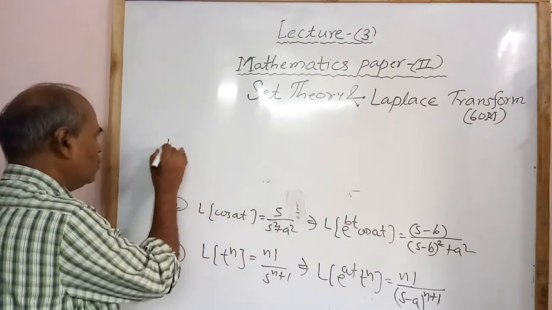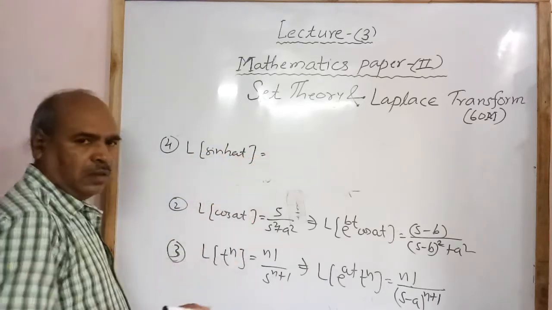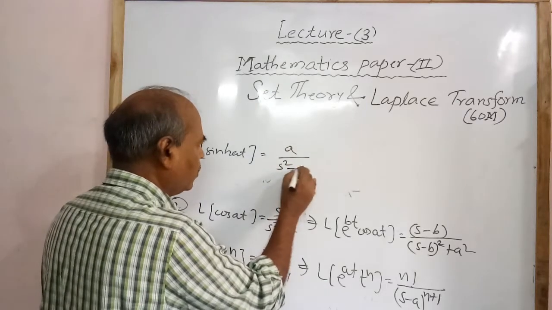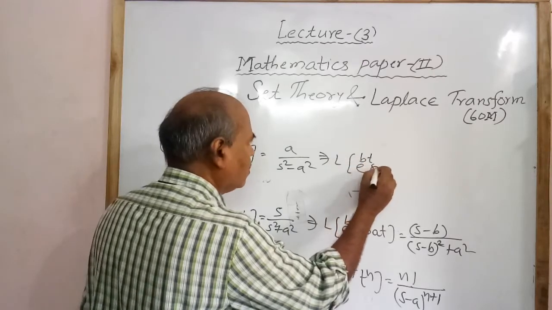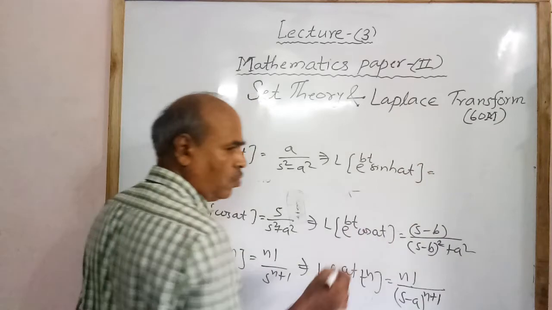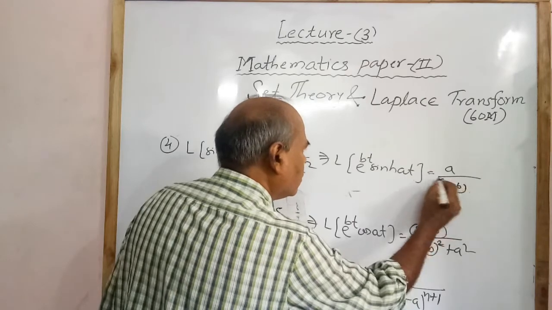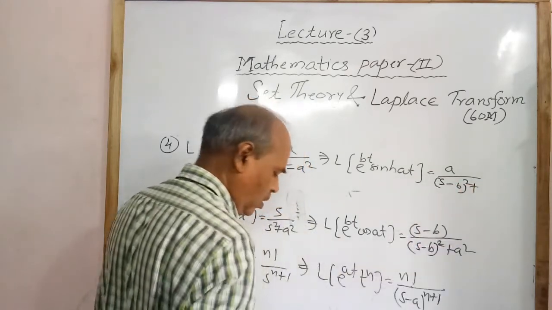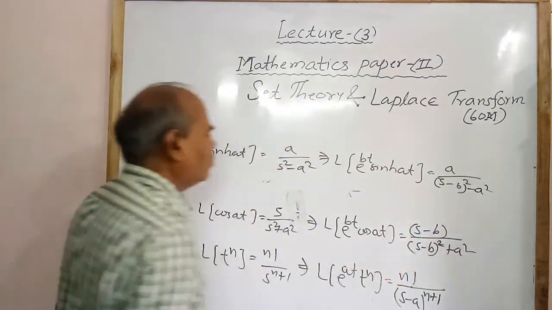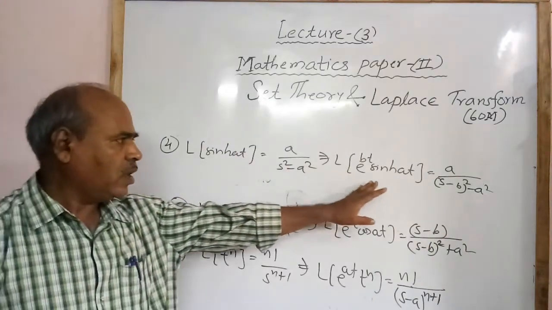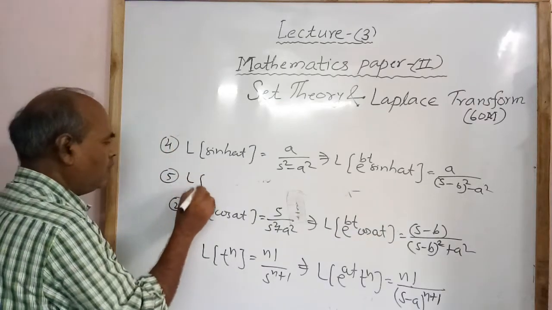Then next, you know Laplace of sinh at is given by a divided by s square minus a square. Therefore, Laplace of e to the power bt sinh at equal to a divided by (s minus b) whole square minus a square, replacing s by s minus b. Then find Laplace of cosh at.